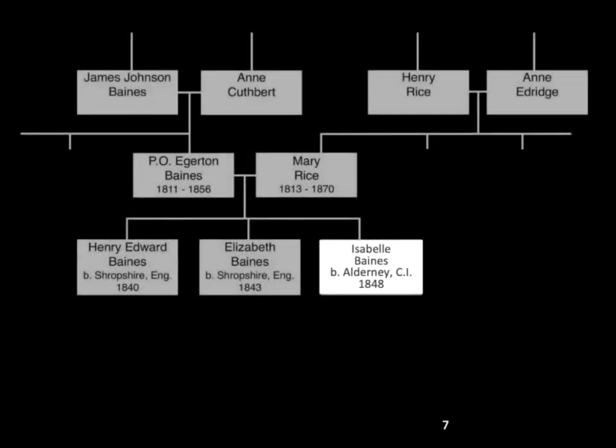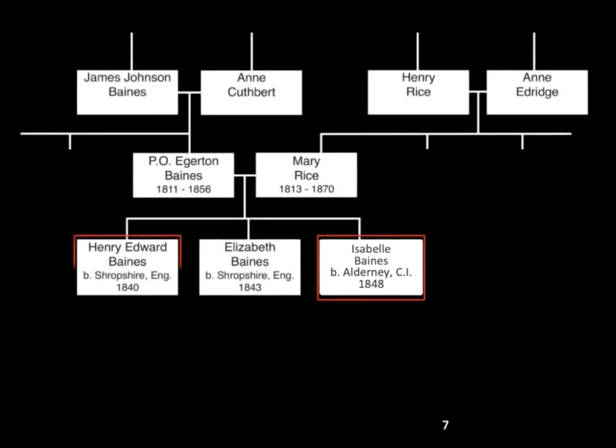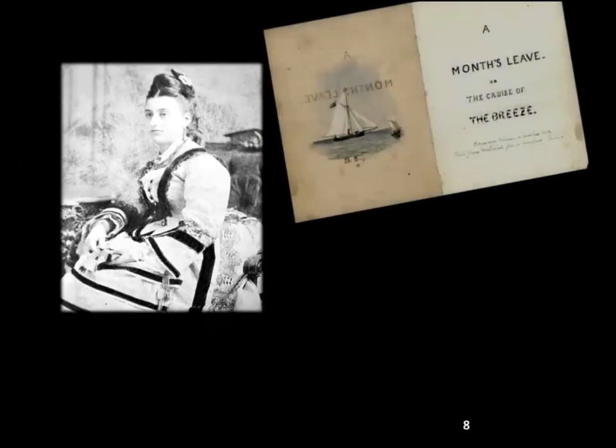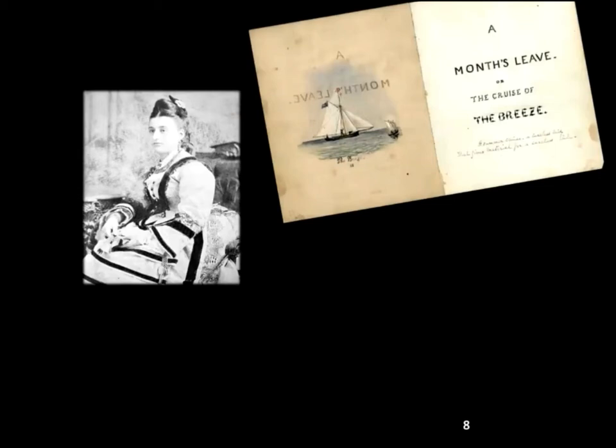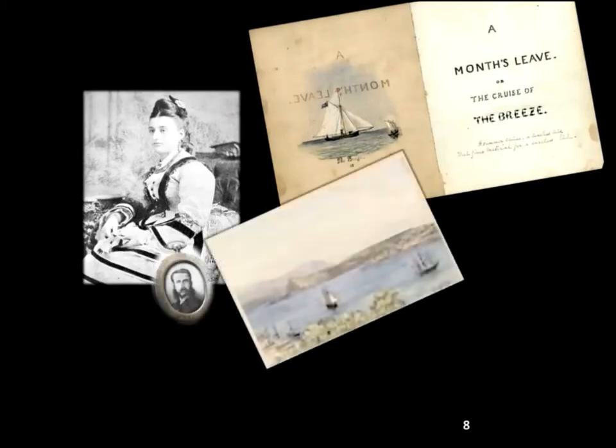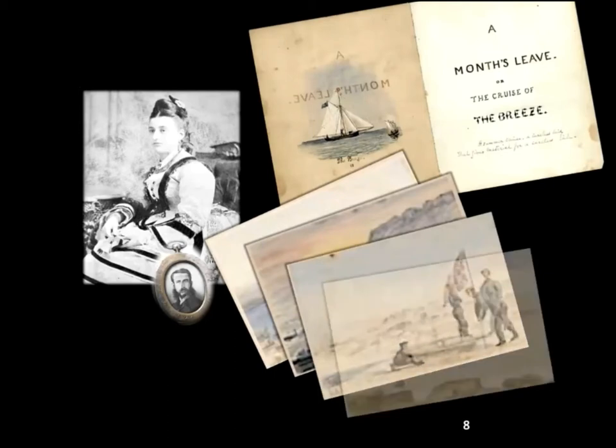Here's just a tiny portion of the family tree. Here you can see where Isabel and her brother Henry fit in. There was also a middle child, Elizabeth. Now, when Isabel emigrated from Britain, she brought Henry's journal with her, along with some personal mementos and dozens of Henry's beautiful watercolor paintings.